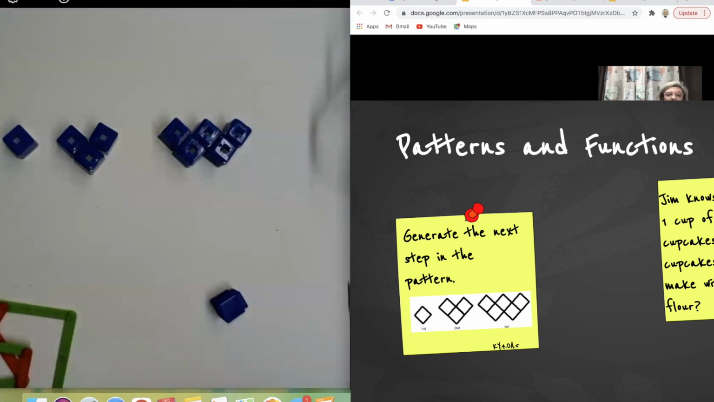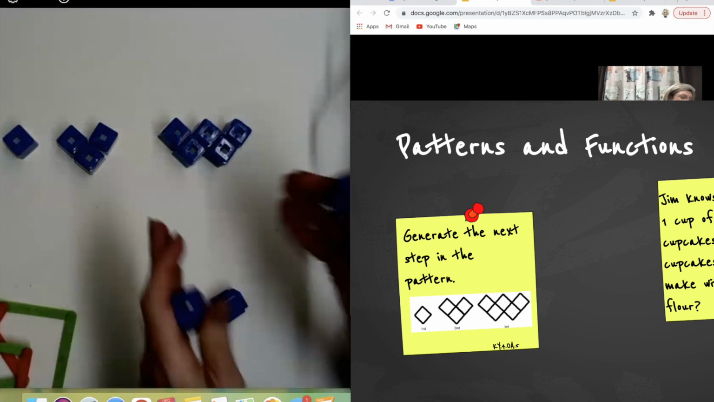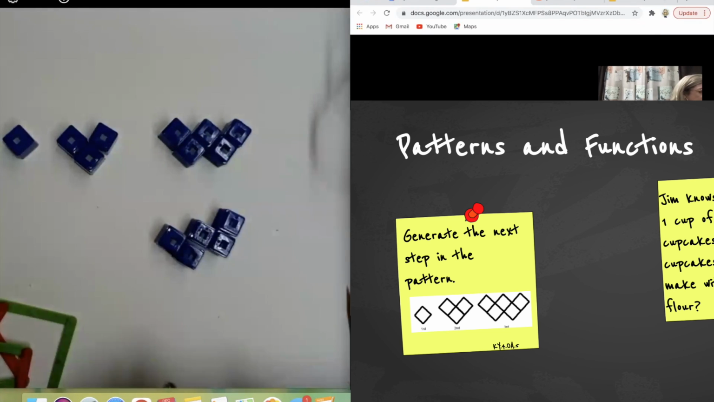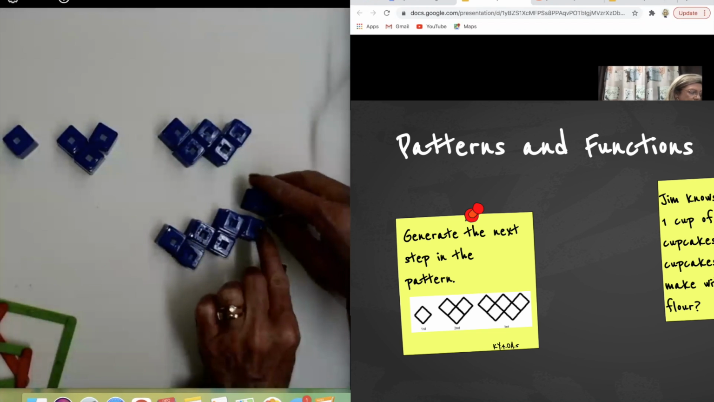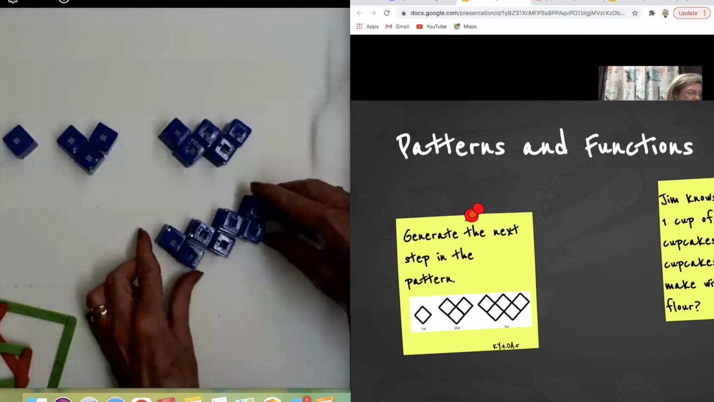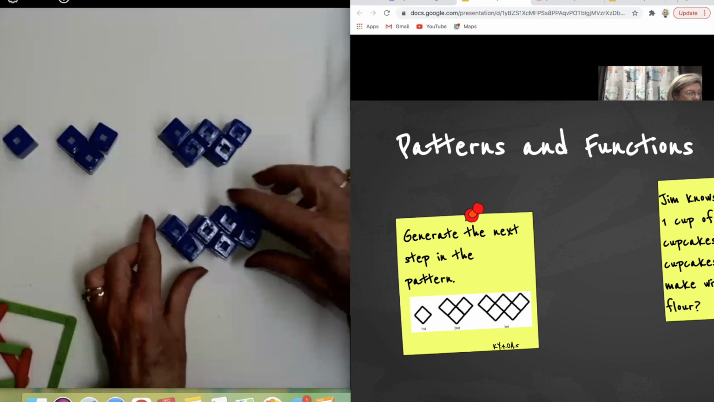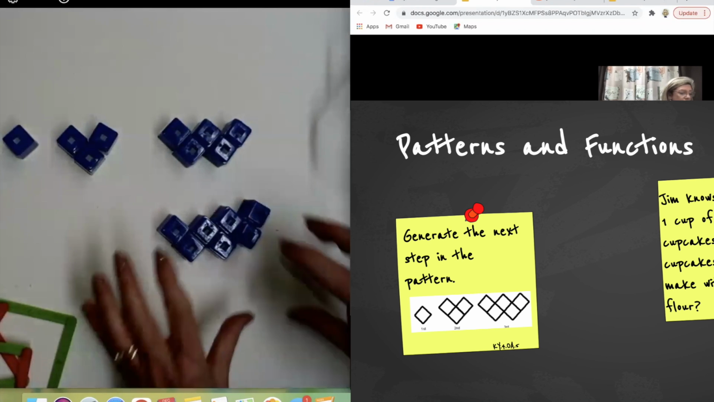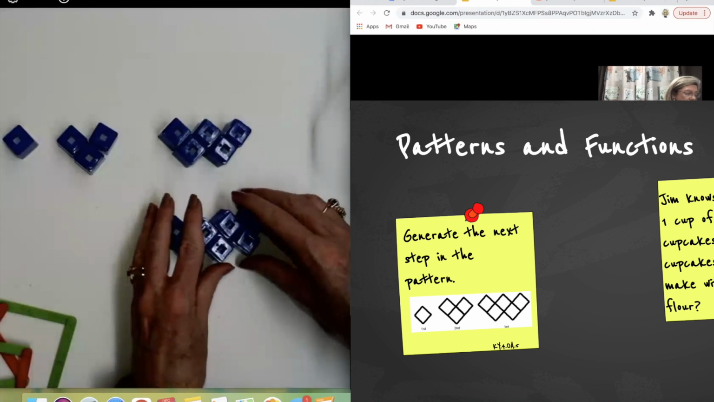All right. So if we wanted to build the next one, we have to create this. And we know we need two more because each time we're putting on two more. So in order to create that next one, okay? So we can have the kids do the building of it.